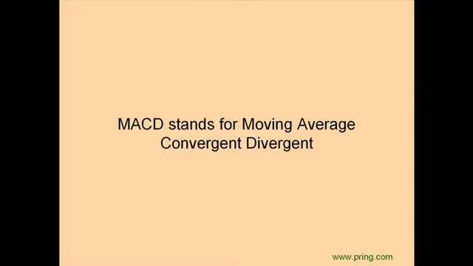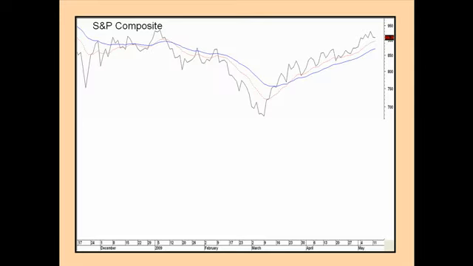MACD stands for Moving Average Convergence Divergence and was developed by Gerald Appel many years ago. It's essentially a moving average system, and it works as follows. The initial step is to calculate a 12-period EMA, or exponential moving average, of the data in question. Since this is a daily chart, the EMA is a daily one. The next step is to calculate a 26-period EMA. Finally, the shorter EMA is subtracted from the longer-term one, and the result is an oscillator.